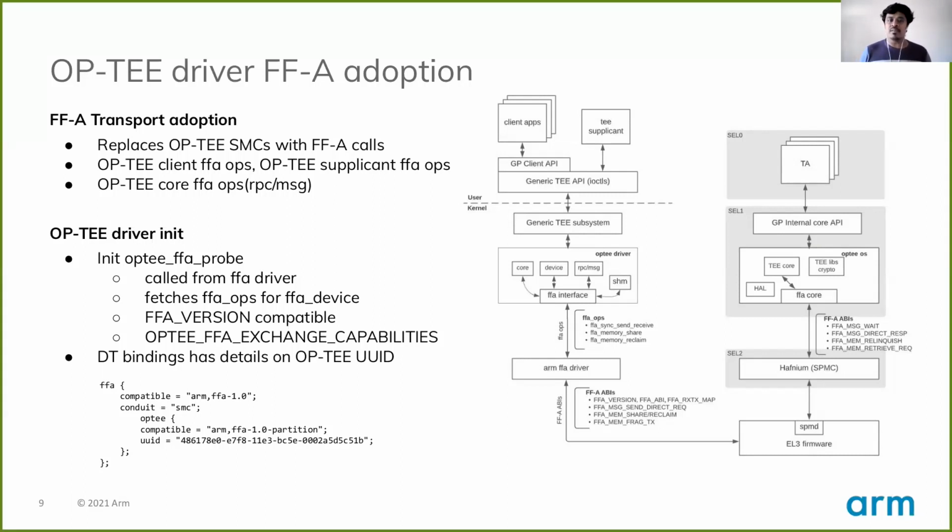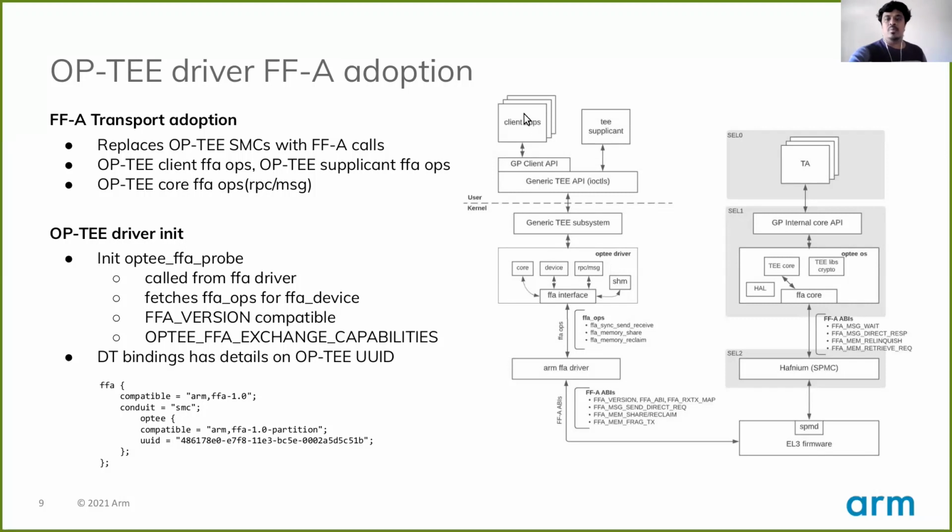As the name suggests, OP-TEE client FFA ops are used by the client application in the normal world. The supplicant FFA ops are used by the TEE supplicant, and the core FFA ops are used by the RPC and message batching subsystem. So the function routines or the pointers in this subsystem now point to the FFA interface as shown over here in this diagram.